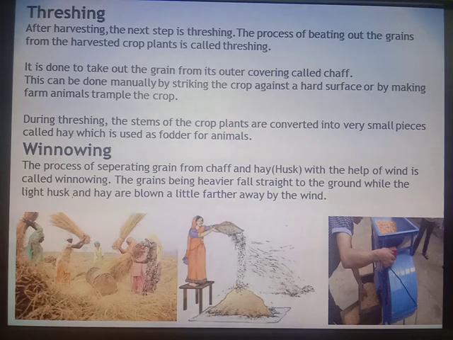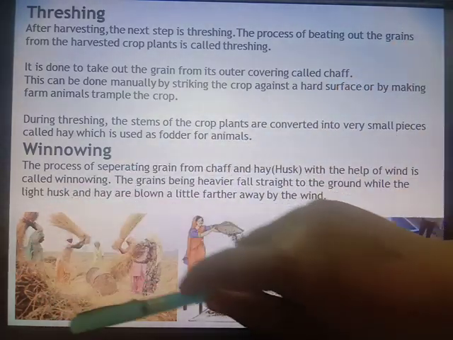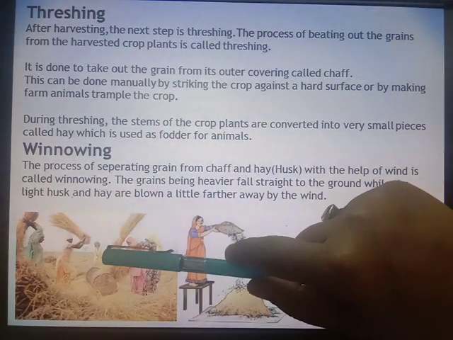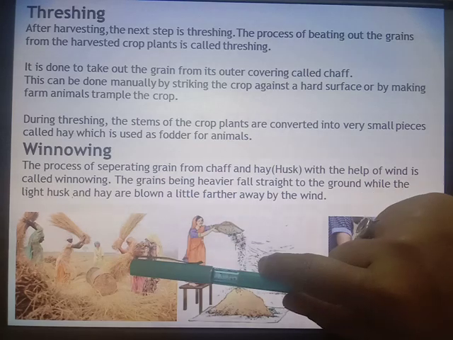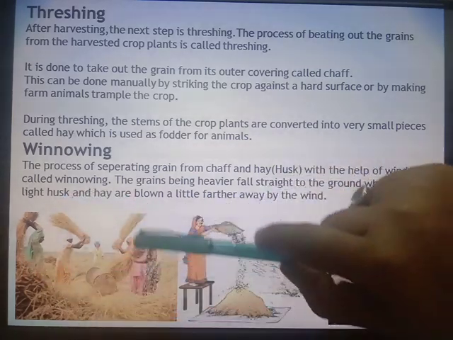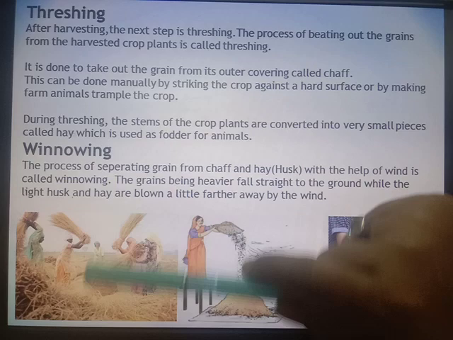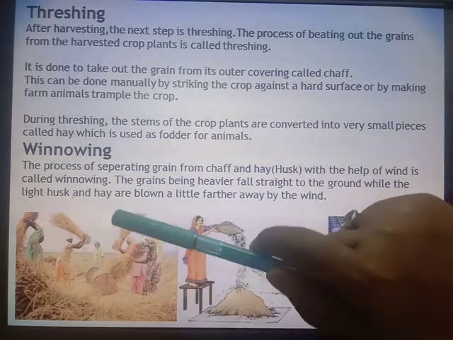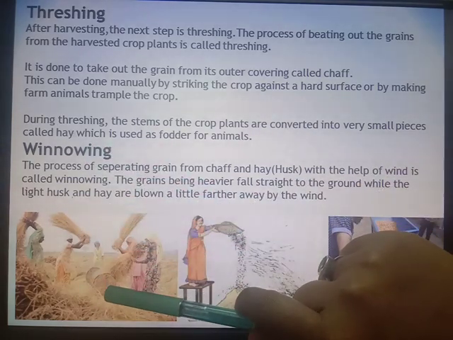After the crop is cut, what is the next step? Threshing. What is threshing? The process of beating out the grains from the harvested crop plants is called threshing. Can you see this picture? Now in this, what is being done? The crops are being beaten with a hard surface.